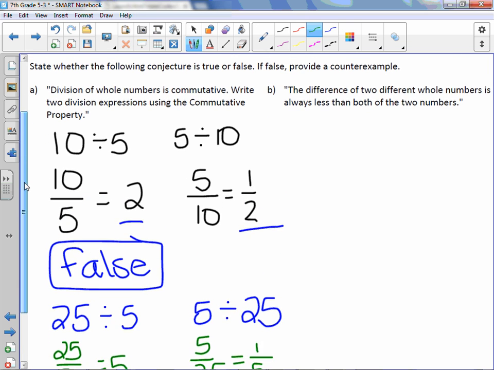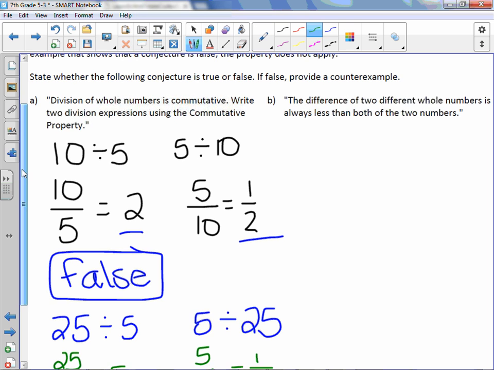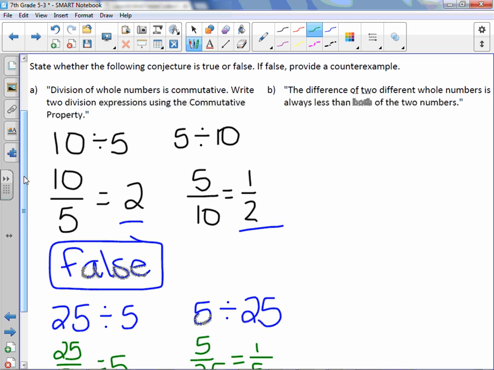Letter B. The difference of two whole numbers is always less than both of the two numbers. Okay. The difference of two whole numbers. Well, difference means subtraction. So let's see if we can provide a counterexample. If I did 10 minus 8 and get 2, well, the difference of these two whole numbers is 2, which is less than both of these numbers. 2 is less than 8 and 10. Okay, so far so good.